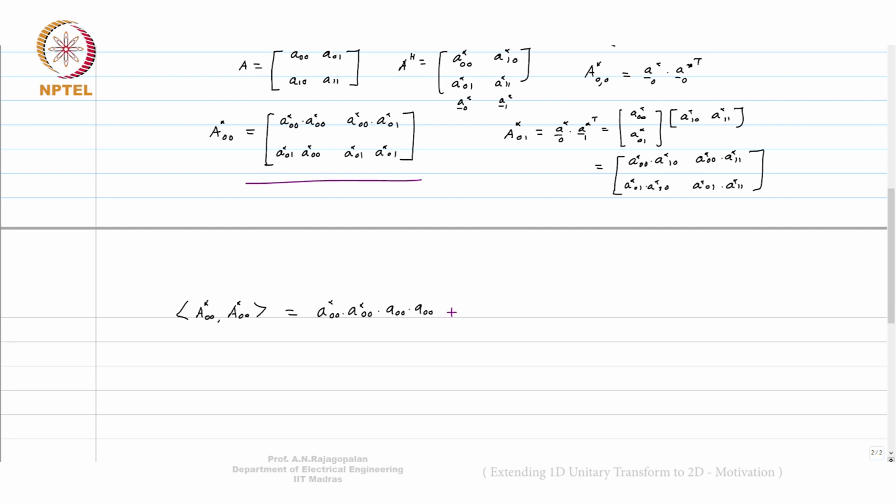Then the next entry is, let's say, A star 0 0, A star 0 1, then its complex conjugate A 0 0, A 0 1, plus A star 0 1, A star 0 0 into A 0 1, A 0 0. Finally, plus A star 0 1, A star 0 1, A 0 1 into A 0 1. Correct? Okay, so now if you were to further simplify this, what is the first term?